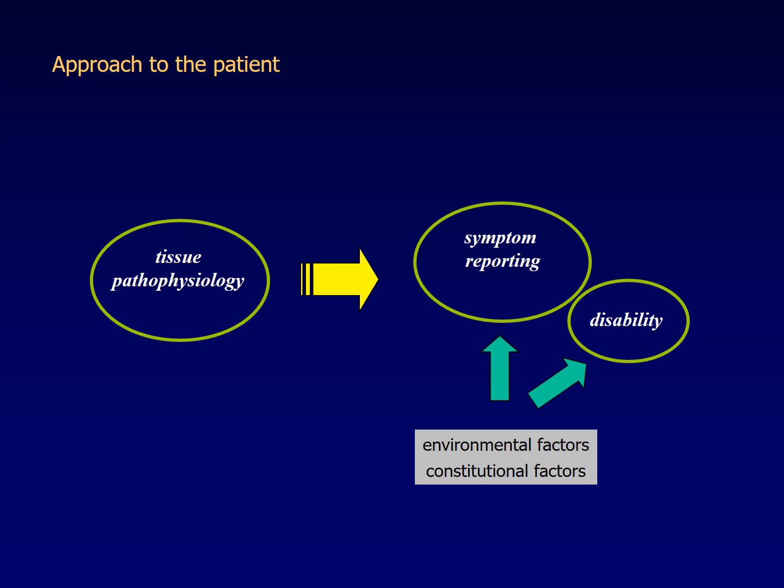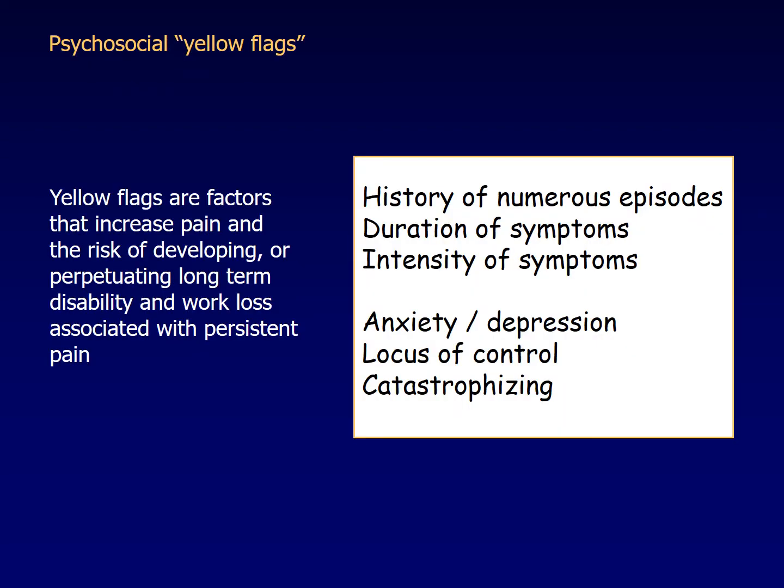How to approach the patient? First we have to understand the tissue pathophysiology, then we have to see the environmental and constitutional factors, and we have to decide disability. We have to treat the patient as a whole, not a single or double joint or other things. We have to decide how to treat the patient as a whole and how to improve his condition. So, psychological yellow flags. First we have to see the duration, intensity and history of episodes.